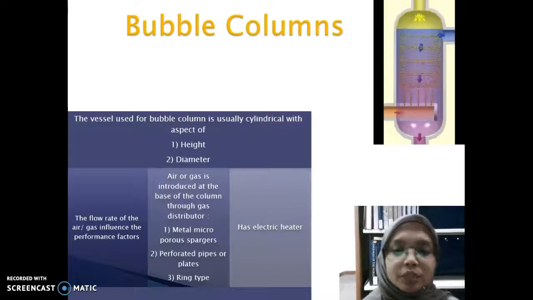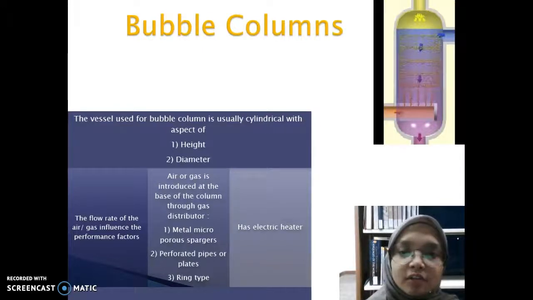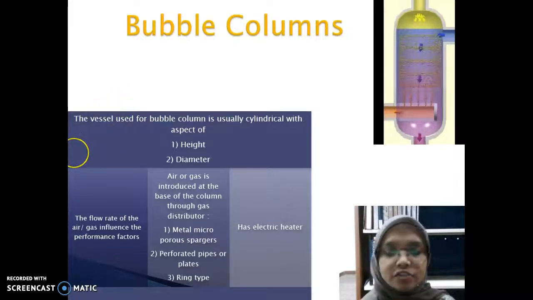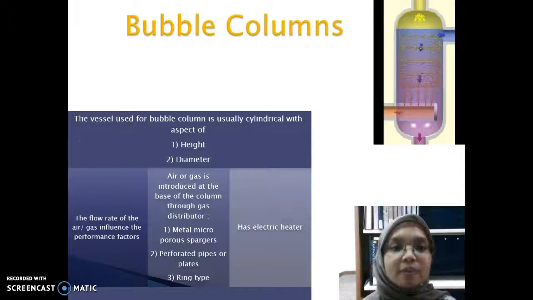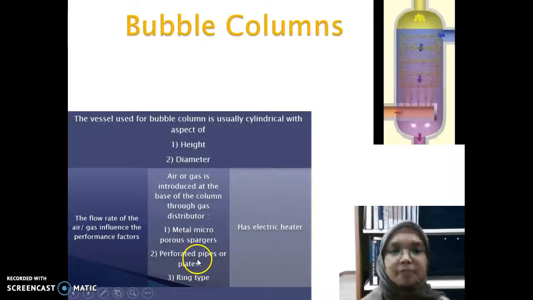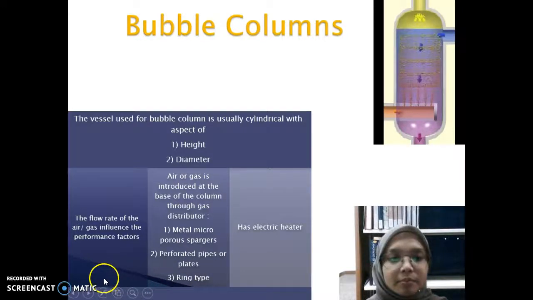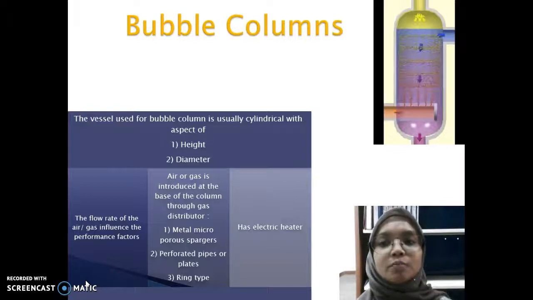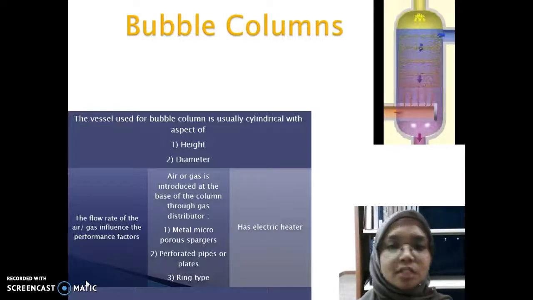Gas flow into the column is measured via a rotameter. Air or gas is introduced at the base of the column through a gas distributor. There are three types of gas distributor: metal microporous spargers, perforated pipes or plates, and the third one is the ring type. There is an electric heater installed in the bubble column in order to maintain constant temperature in the column.